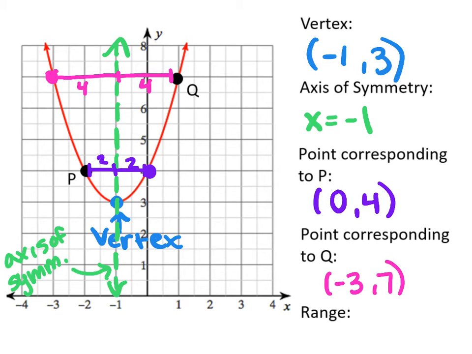The last part of this question is the range. In this case, since we have a minimum value, the smallest y value is 3, and it's everything that is sequentially bigger than that. So your range is y is greater than or equal to 3.